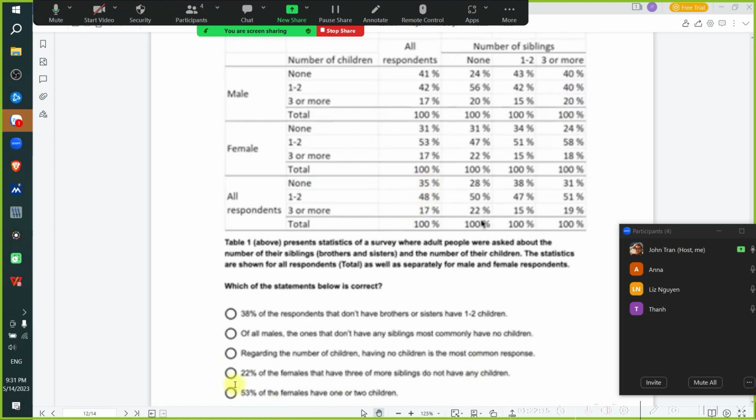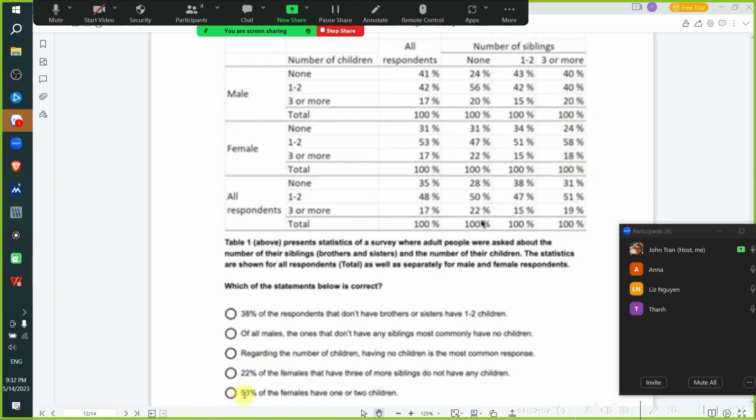Okay, D. 22% of the female that have 3 or more siblings do not have any children. 22% nữ mà có 3 hoặc nhiều anh chị em hơn thì không có con. 22% thì không có con. Is it true? No. 3 or more siblings. Oh, wait, it's 3 or more siblings. Là cái cột này mới đúng chứ. Yeah. Do not have any children. Nó không có nằm trong đống này. It's not even, the number 22% is not even in here. So it's wrong. Last one.